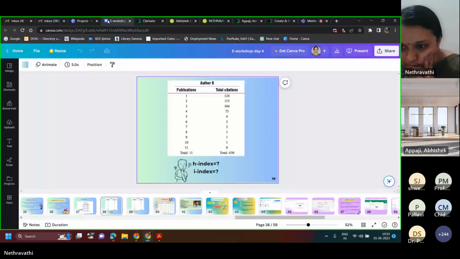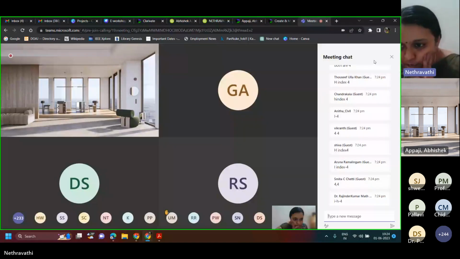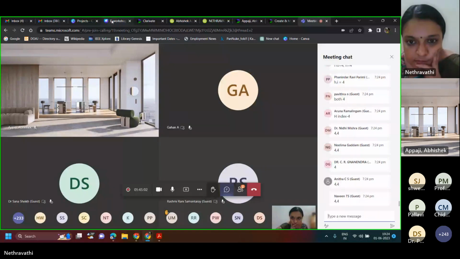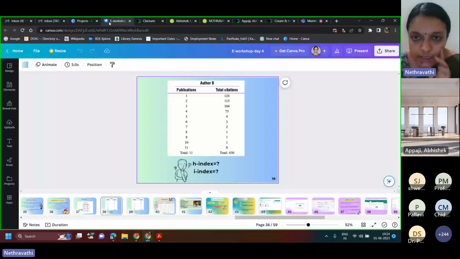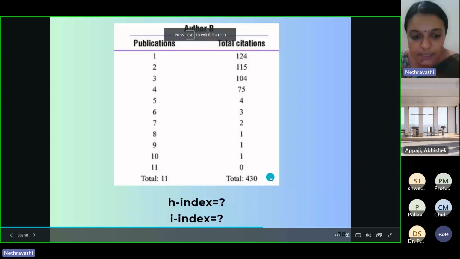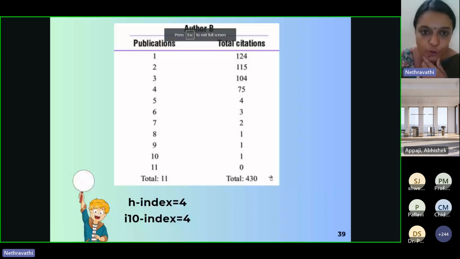Yes, 4, H index 4, I-10 index 4, both 4. Yes, right. So the H index is 4 and the I-10 index is also 4. Right?